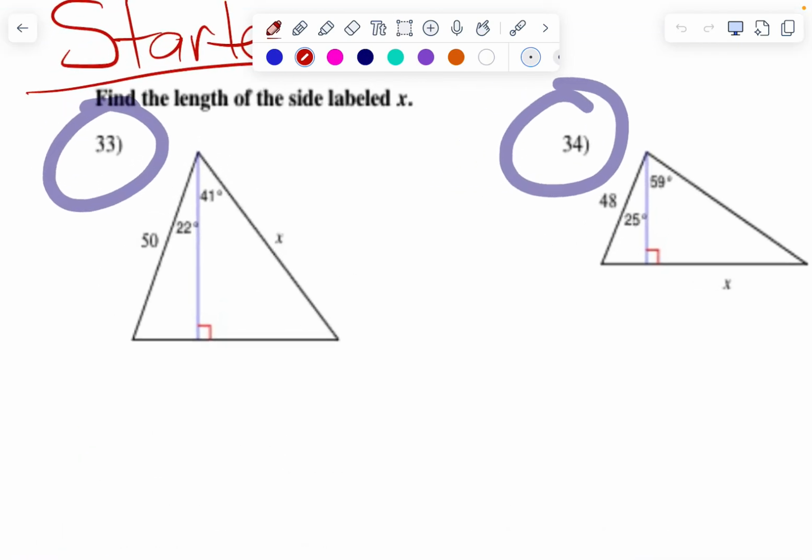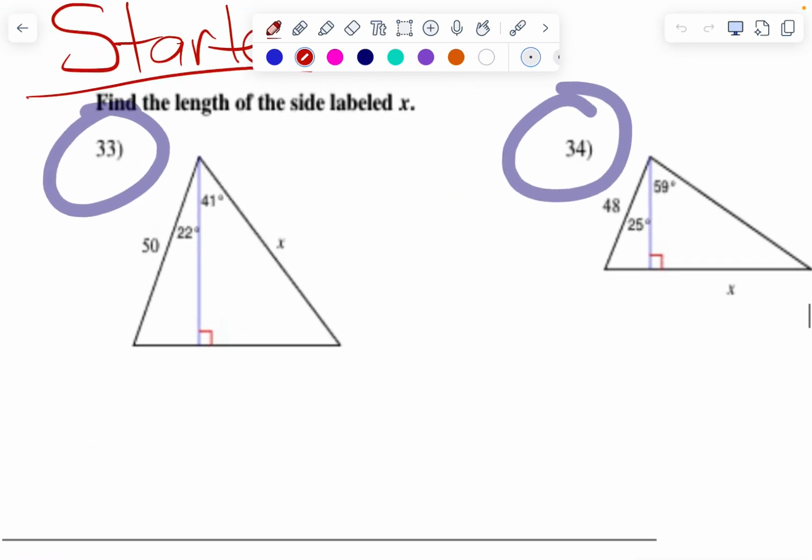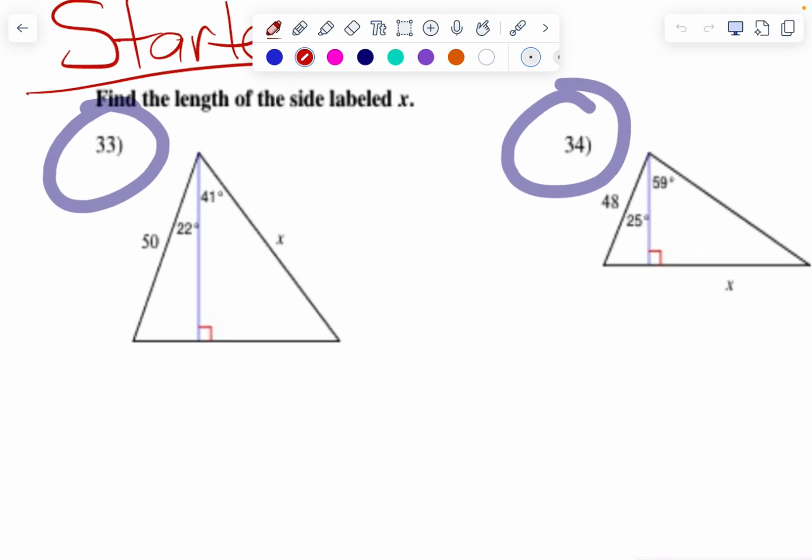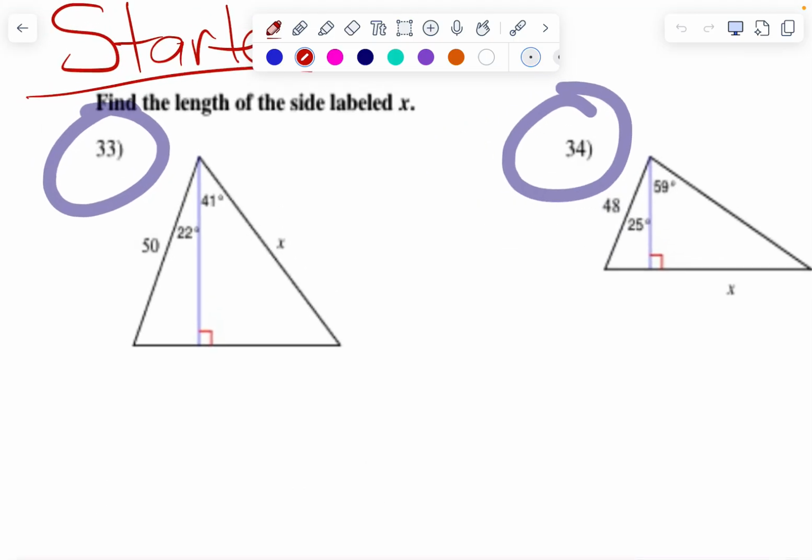And use this to review for your little mini quiz. So we're solving for x, and these first two just tell you it's a side length. And note that there are two right triangles.